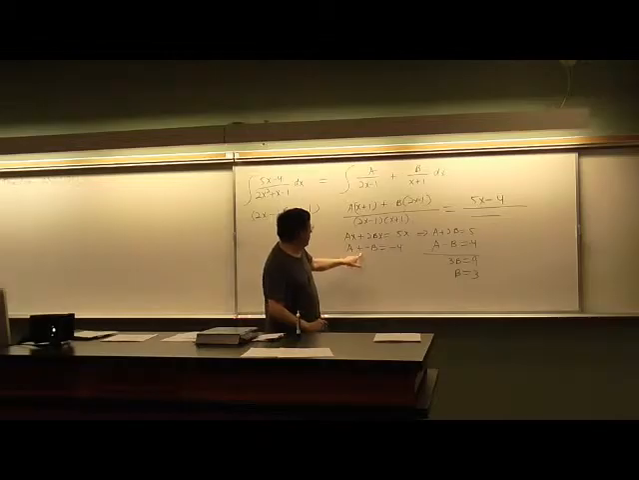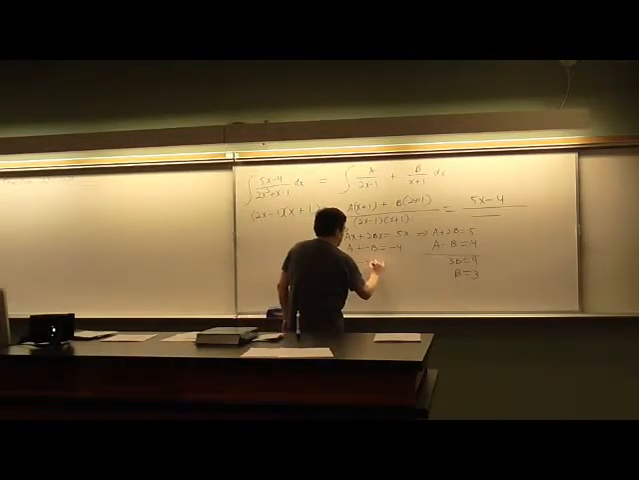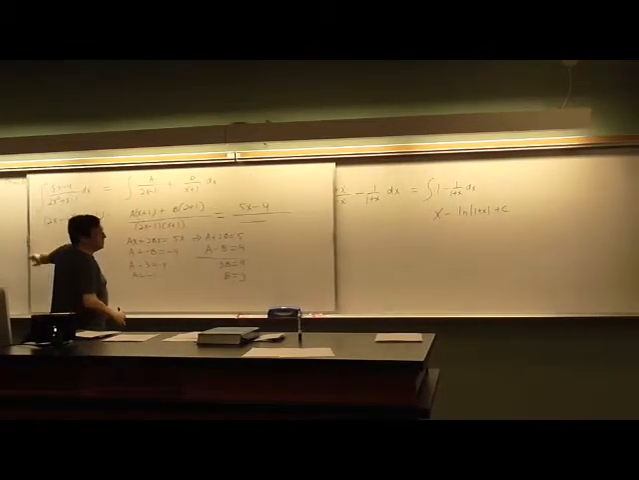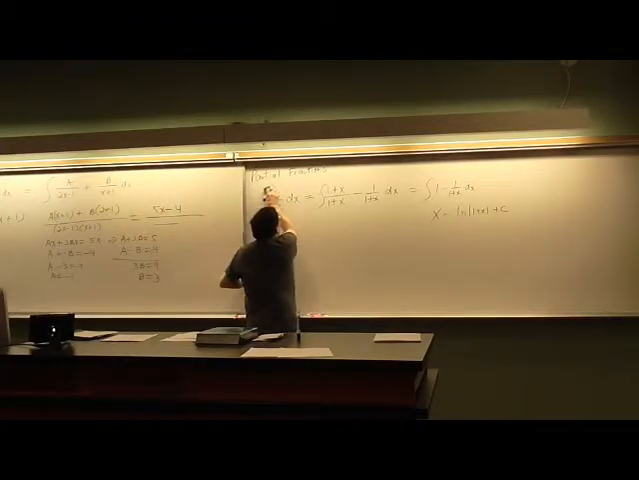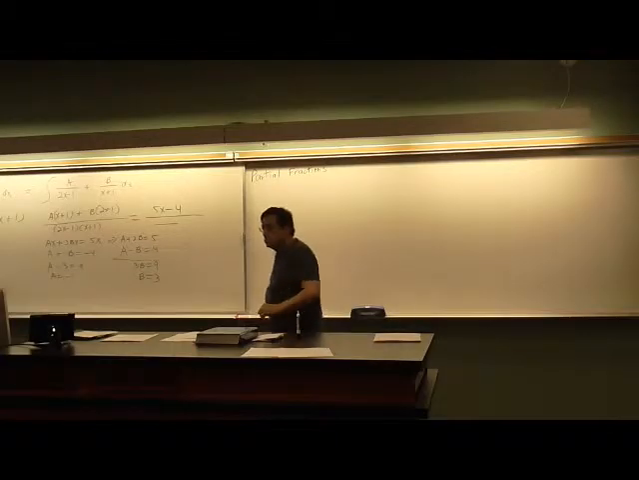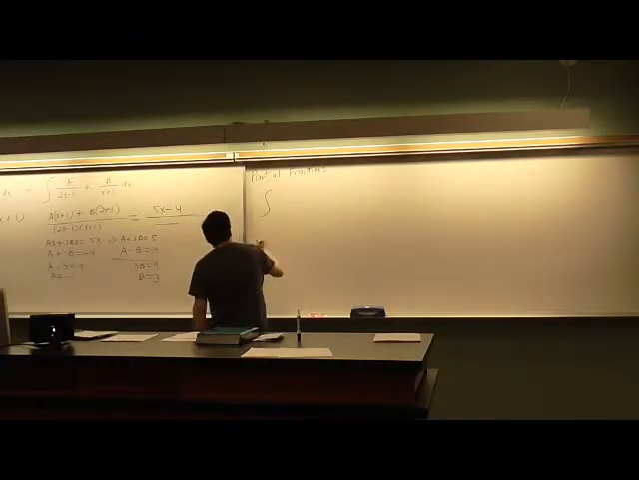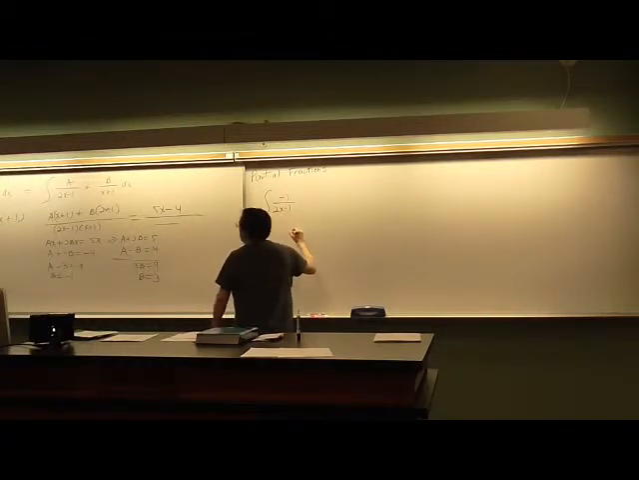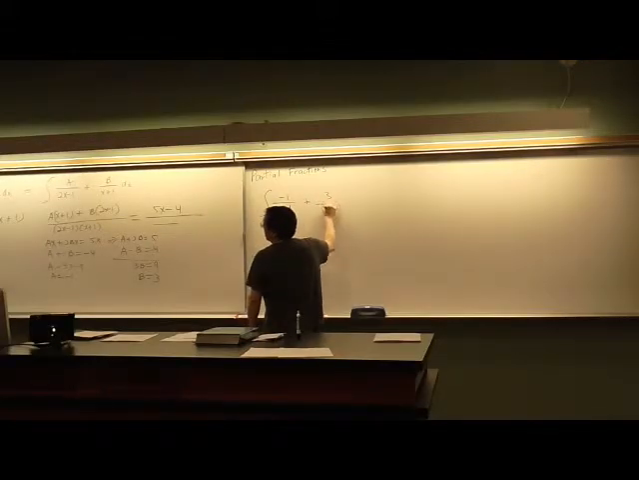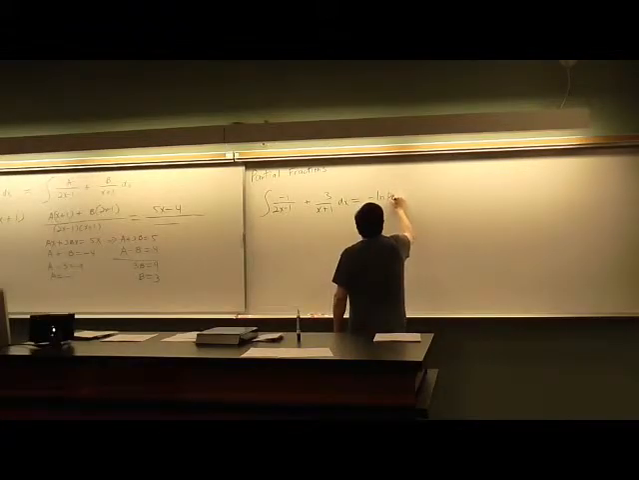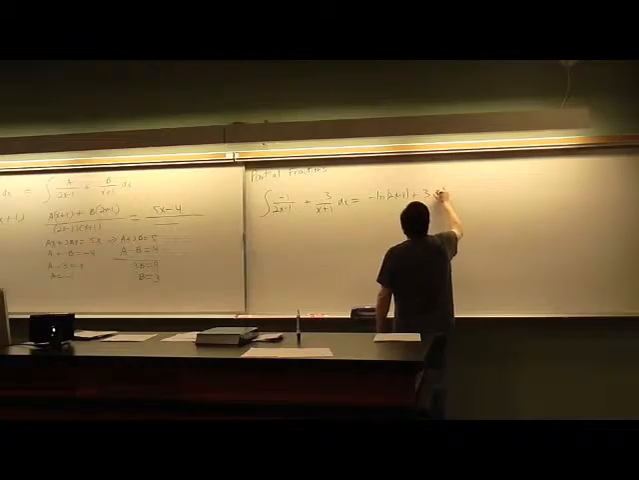So now I know that b equals 3. I can substitute it back into either of these. So a minus 3 equals minus 4, or a equals minus 1. That's the fun part. So I know that I can transform my integral into minus 1 over 2x minus 1 plus 3 over x plus 1. And this is really easy, right? This is just minus the log of 2x minus 1 plus 3 times the log of x plus 1 plus a constant.